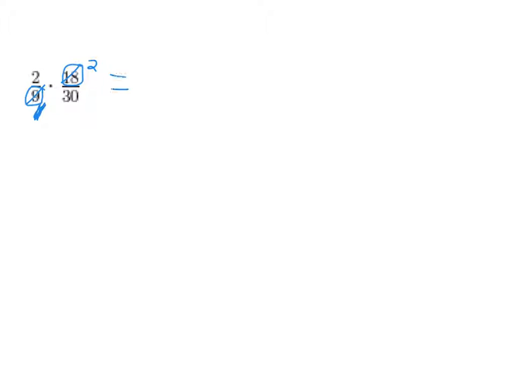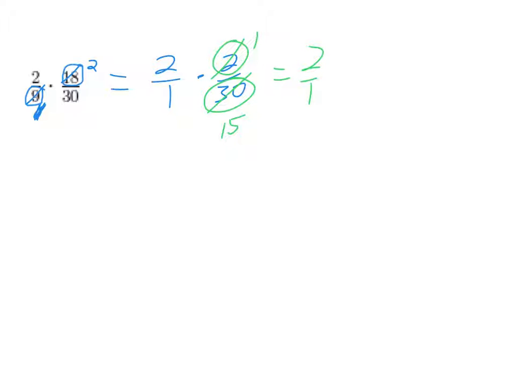So really, now I've got 2 over 1 times 2 over 30. And I can do the same thing with the 30 on the bottom and one of the 2's on the top. I can take a 2 out of both of those. So that's going to turn into a 1. That's going to turn into a 15. So now I'm going to have 2 over 1 times 1 over 15. This makes my multiplication a lot easier.